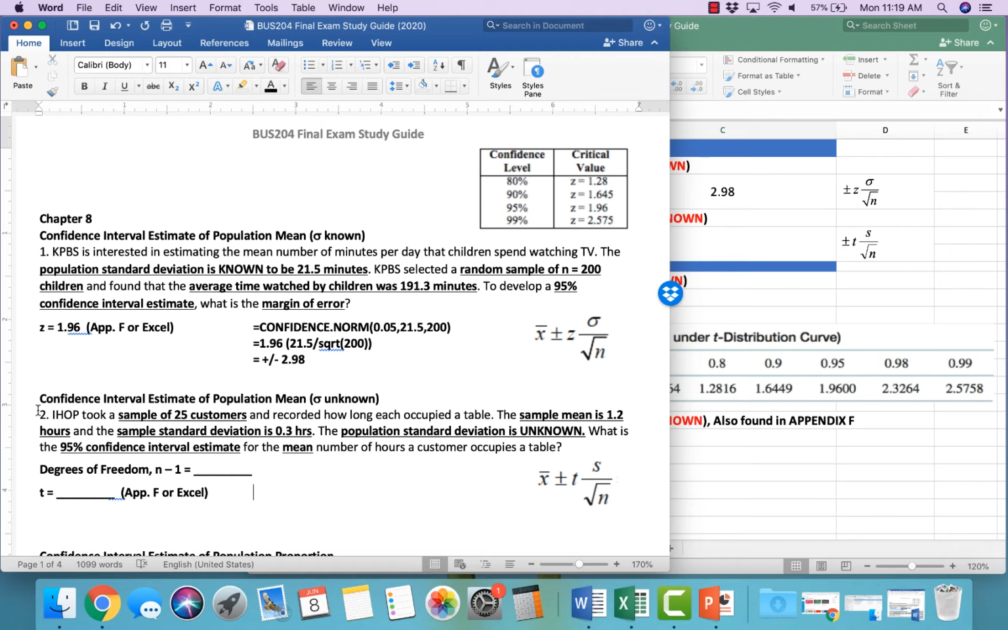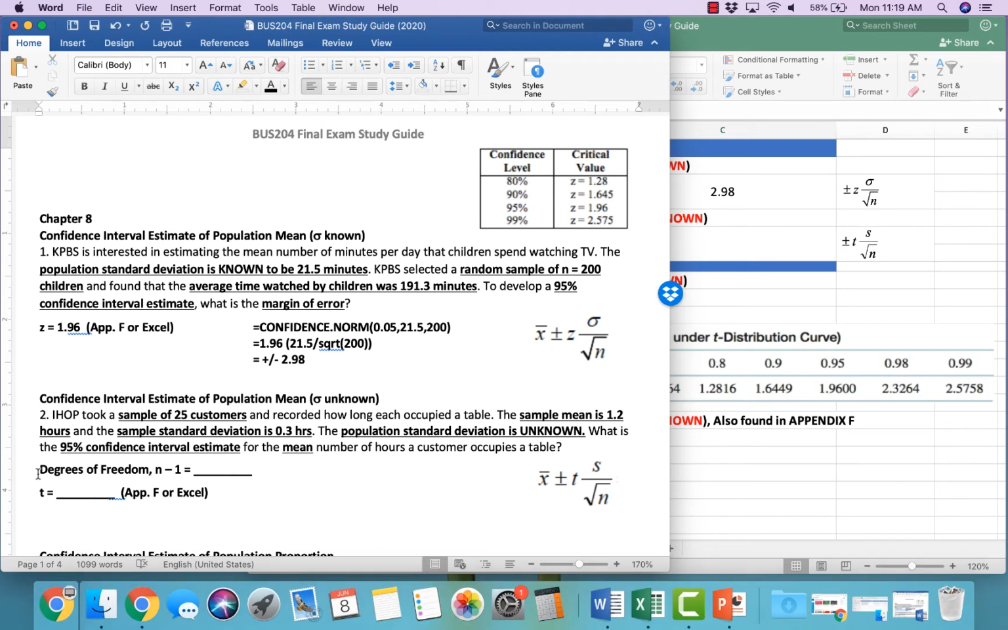What is the 95% confidence interval estimate for the mean number of hours a customer occupies a table? So the first thing we want to do here is, because we do not know the population standard deviation, that means we're going to be using the t distribution. You can see that here in the formula, why our critical value is now the letter t, because this is the t distribution. So what we have to do first is to find the degrees of freedom, which is n minus 1. In this case, our n is the 25 customers, and minus 1 gives us 24.